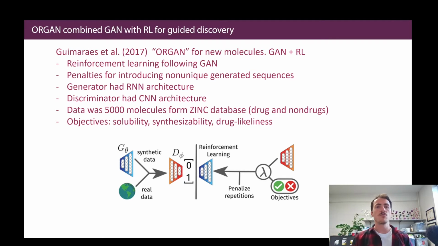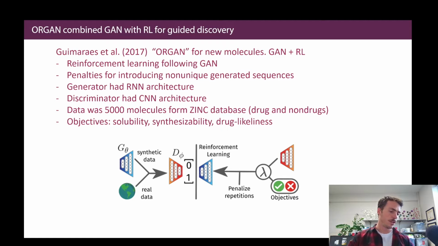The first one is this ORGAN, which came from Guimaraes and company in 2017. And this is really used for generating new molecules. I think it was ideally for drug discovery. And the cool thing about this approach is that it combines GANs, which again generate new molecules, with reinforcement learning, RL, where this allows you to now guide that generation process because you can penalize your GAN for making certain types of things, right?